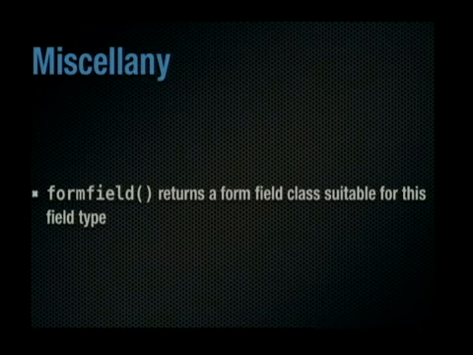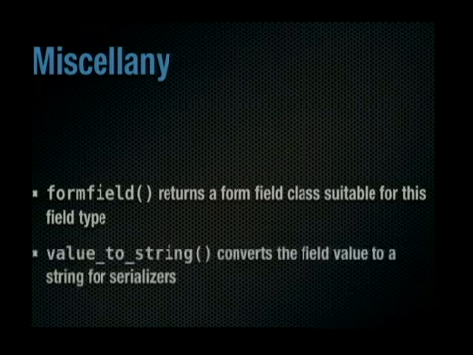There's a method called form field on every model field. This returns, well, can return an appropriate form field class for representing that model field type. That's how model forms work. There's a method called value to string, which converts that field's value into a string for the serialization system.